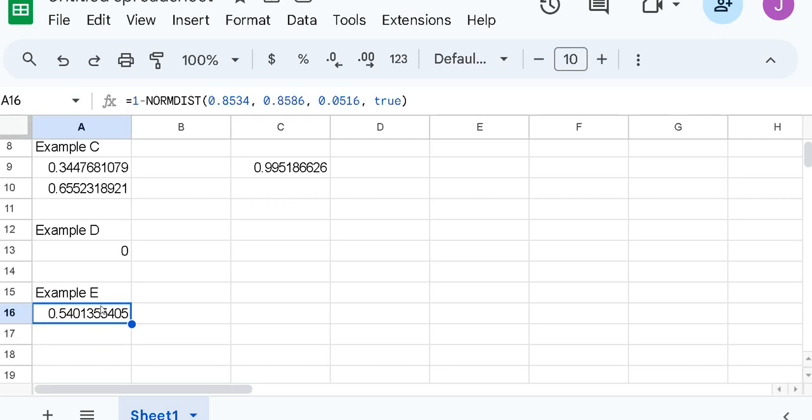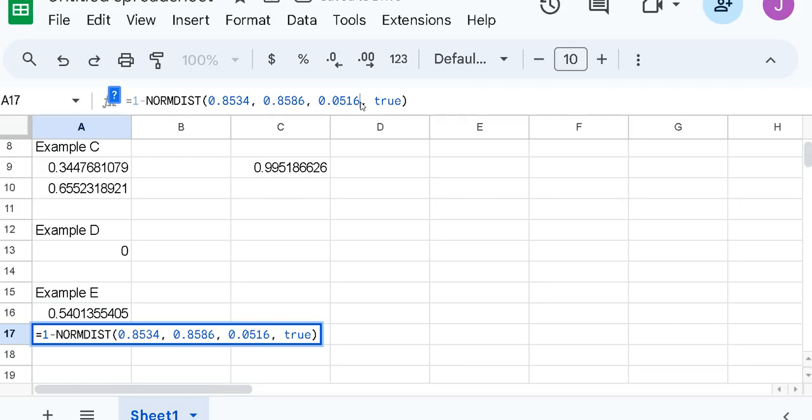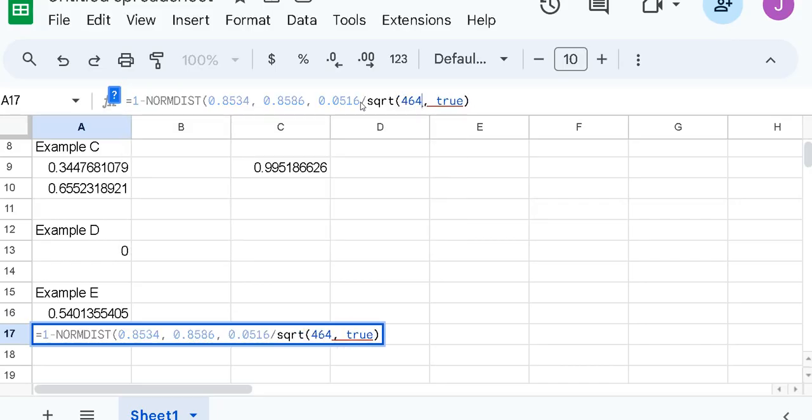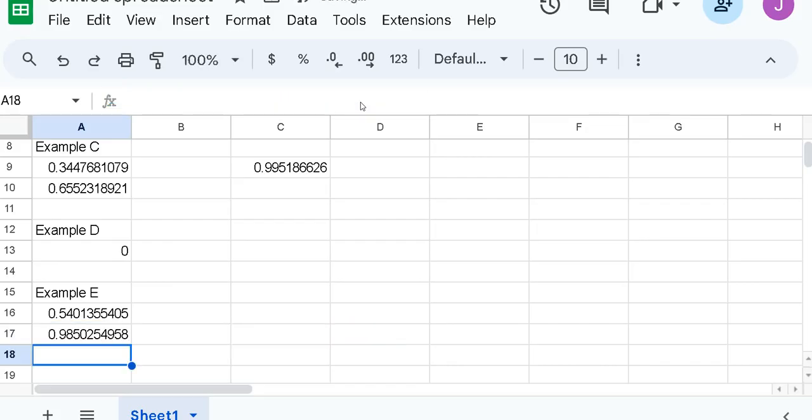Let's take a look at the second part. So that's just adjusting this part here to divide by the square root of 464. There we go. And that should make this an almost certainty. Not quite. I was expecting a little bit more. So in this case, we didn't get quite certainty.